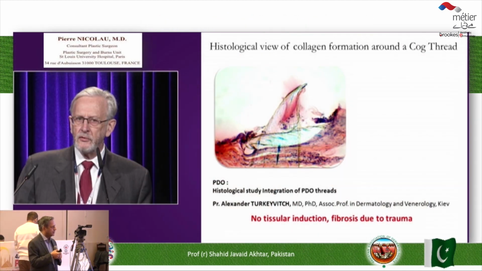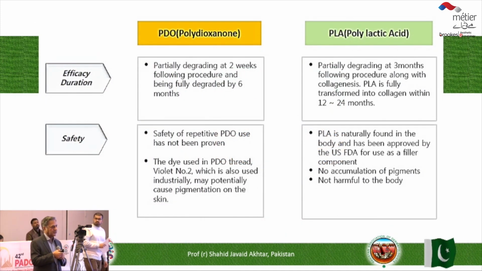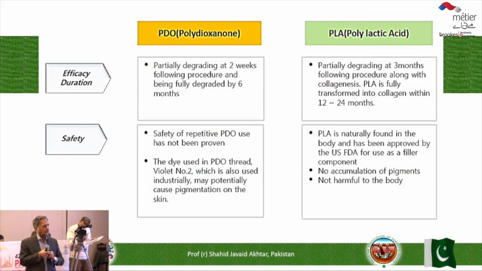A French plastic surgeon did histopathology, and he claims there is no new collagen formation with PDO threads, only type 3 collagen formation, which is the collagen seen in scar tissue and is not very good as compared to type 1. Polylactic acid is a good option. We are going to have one presentation later, probably in the evening or afternoon, on polylactic acid, and that does give new collagen formation, but again to a limited extent.